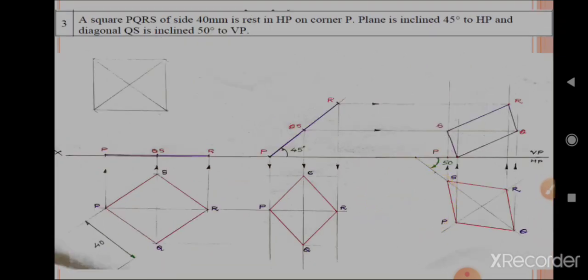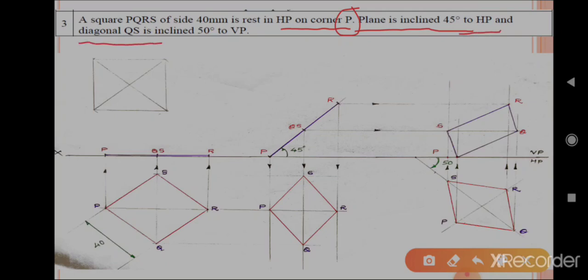So the third problem, square PQRS. PQRS of side 40 mm rests on HP on a corner. Again, the plane is resting on a corner, and the plane is inclined 45 degrees to HP, and diagonal QS is inclined 50 degrees to VP. So PQRS, side 40 mm, rests on HP resting on a corner.